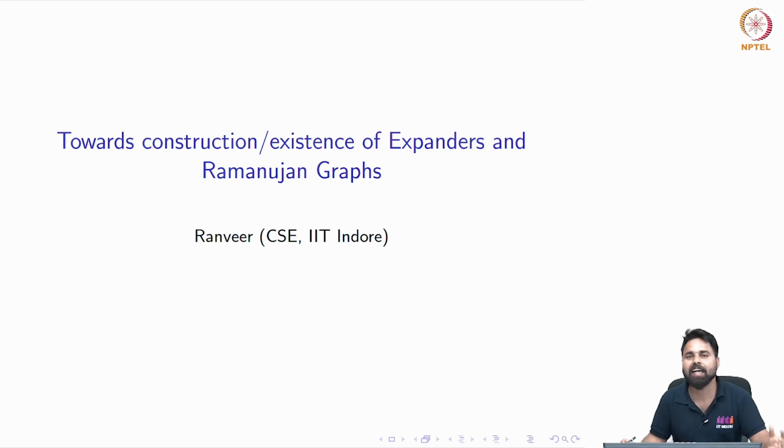Now in this lecture we will try to construct, or give some existence of, expanders or Ramanujan graphs. Remember, we have seen that coming up with an explicit construction of Ramanujan graphs or expanders is an extremely challenging task, even though, due to Friedman, random d-regular graphs tend to be Ramanujan graphs for sufficiently large n, but explicit construction is very challenging. Very good, let us go ahead with this lecture.